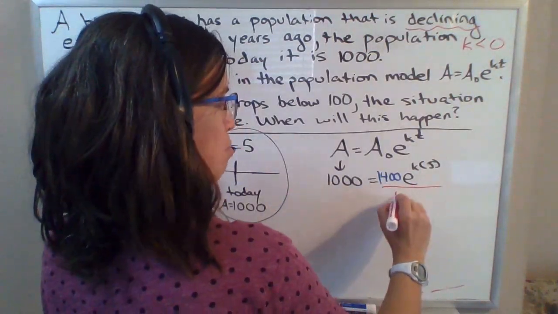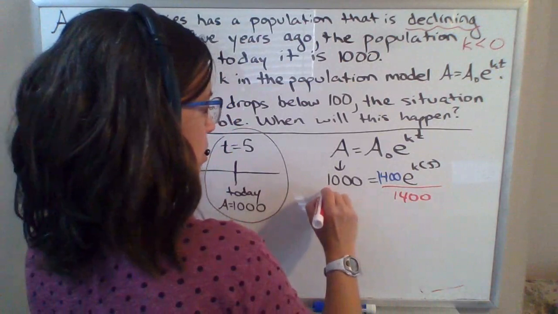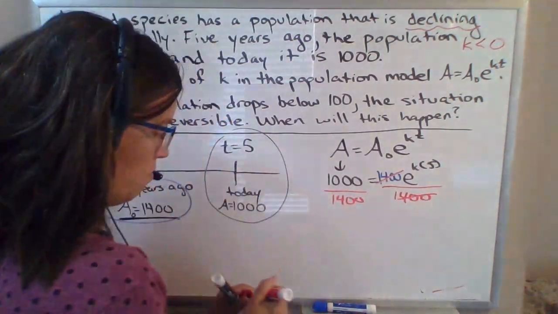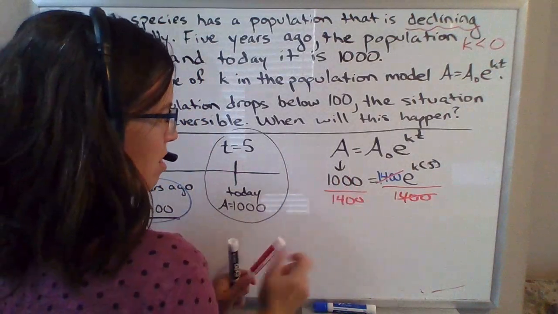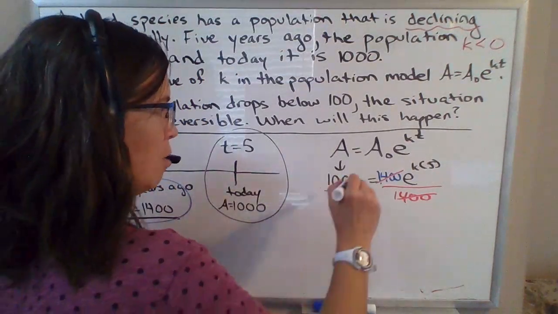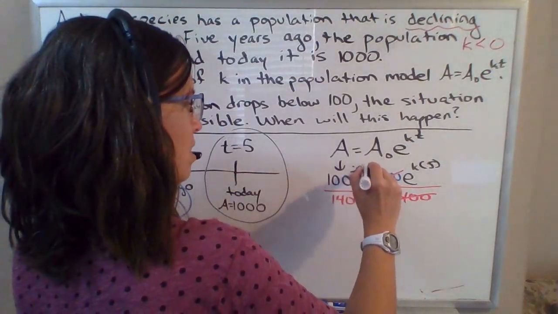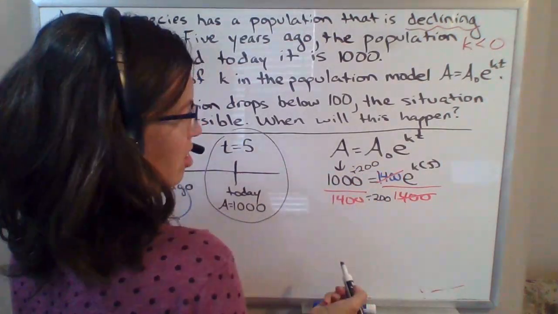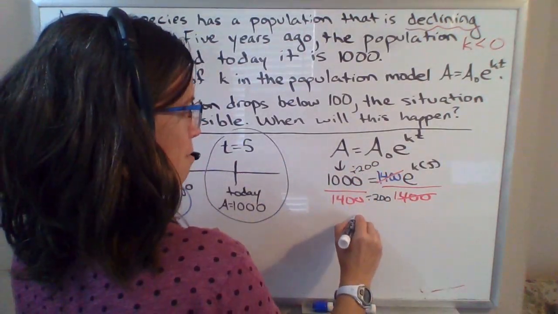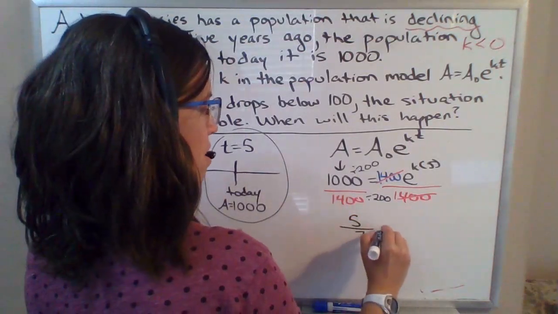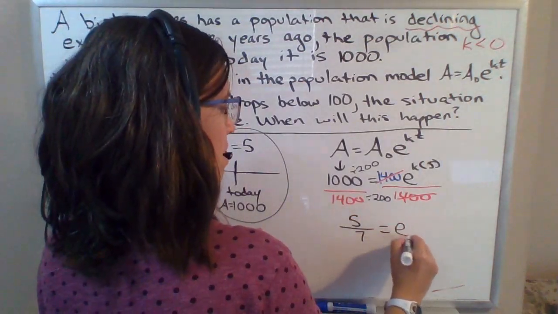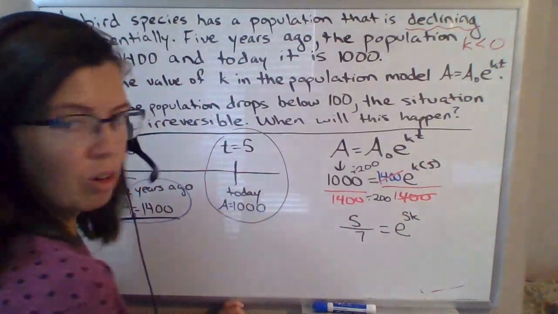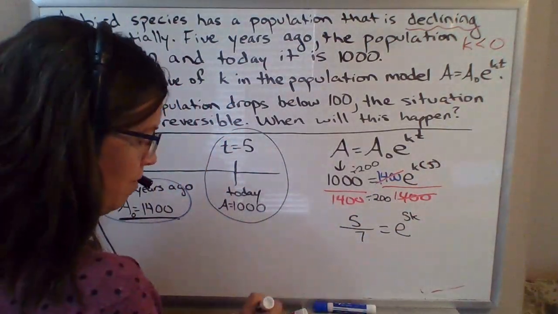So I'm going to divide both sides by that coefficient 1,400. So that cancels. I'll reduce this. Let's see, the top and bottom here are both divisible by 200. I'm going to divide the top and bottom by 200 to reduce that fraction. So that'll give me 5 over 7 equals e to the k times 5. I'm going to write that as 5k. It always looks nicer with the constant in front.